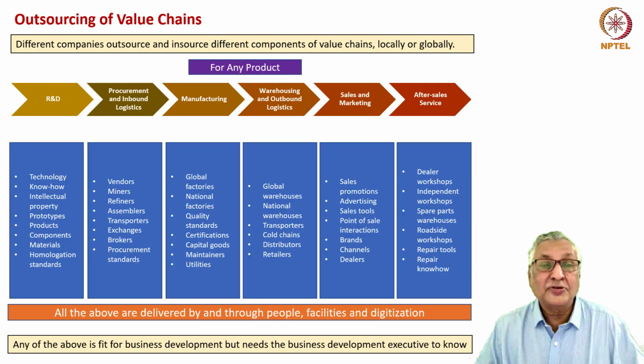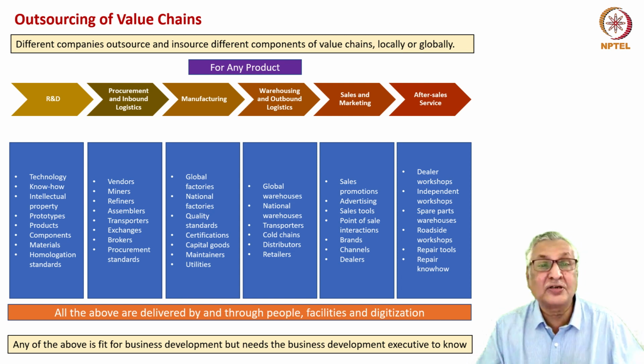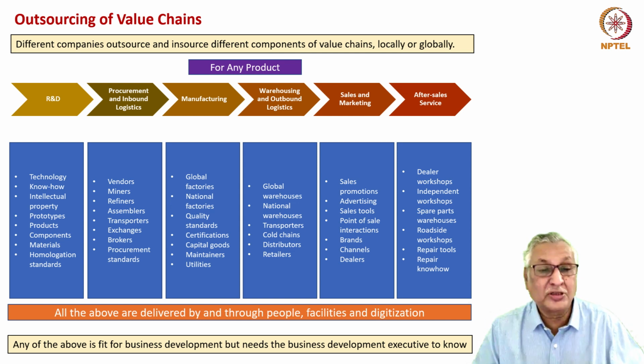When you look at outsourcing of value chains, as I said, there is a primary value chain and there are several secondary value chains and also the sub elements. But from the point of view of a particular element of the value chain, you will have several aspects which are essential ingredients of that elemental value chain. For example, in respect of R&D, technology, know-how, intellectual property, prototypes, products, components, materials, and homologation standards are the ones with which the R&D value chain is very much involved. And these are the cumulative assets of R&D which get built up over a period of time, and they can be leveraged for continuous product development in the company.